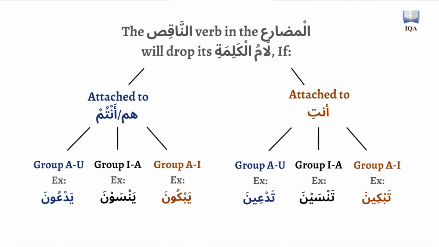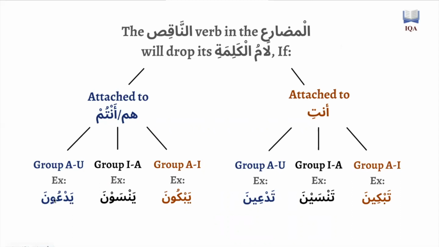Alhamdulillah. In this lesson, we're going to speak about the fi'l al-naqis when it's in the mudari' and how it functions. So the fi'l al-naqis when it's in the mudari' form will drop its lam al-kalima if it's attached to antum or hum and if it's attached to anti. If it's attached to antum or hum, it will look like this, yad'una.